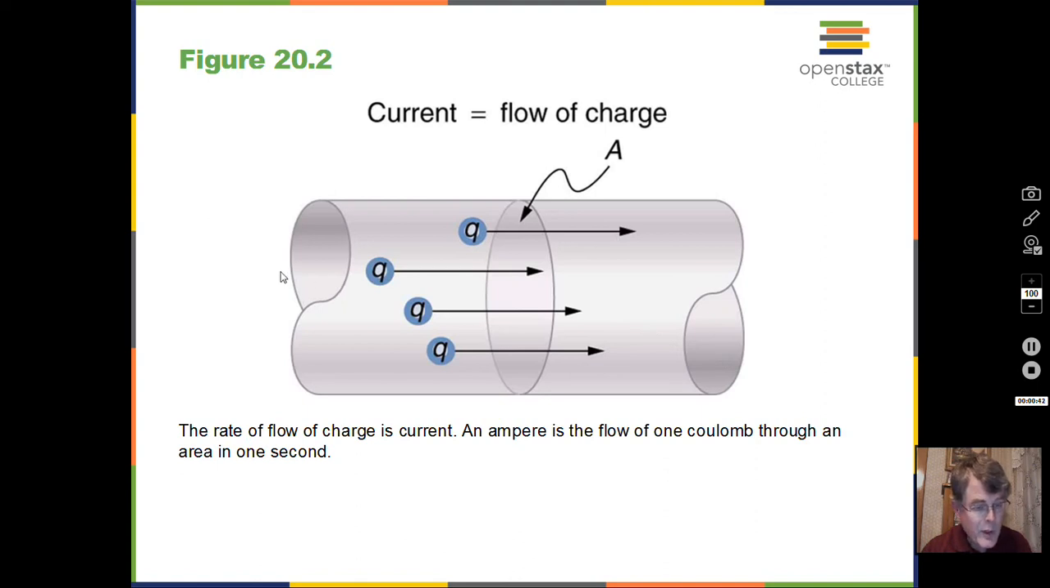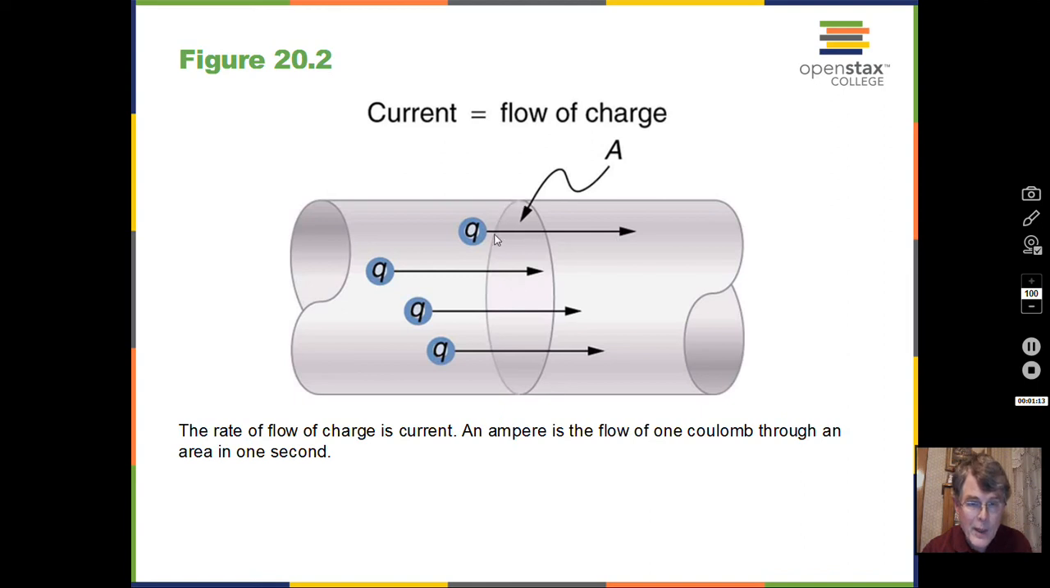Our basic definition when we have charge moving is current. Current is a measurement of the amount of charge that is moving in the wire, and amperes is the unit of the current. If we have 1 ampere, then we have 1 coulomb per second passing through a given cross-sectional area of the wire. So current is equal to 1 coulomb in 1 second traveling through the wire.